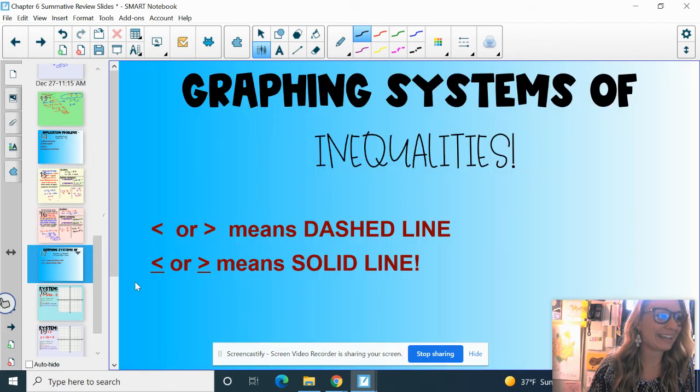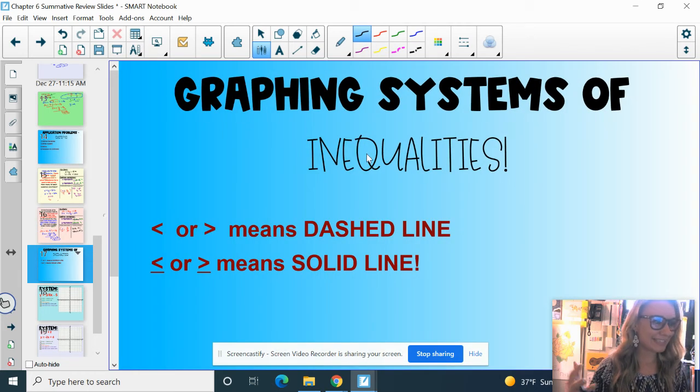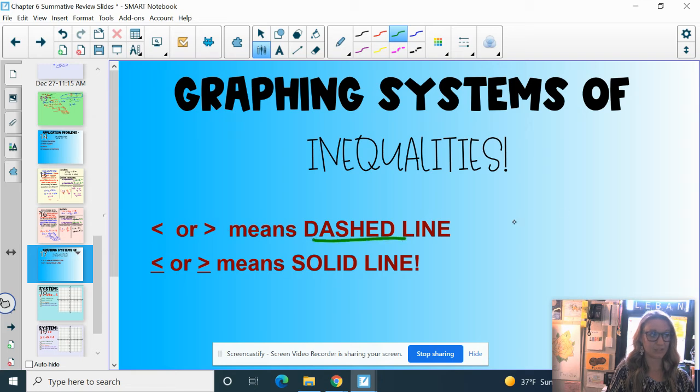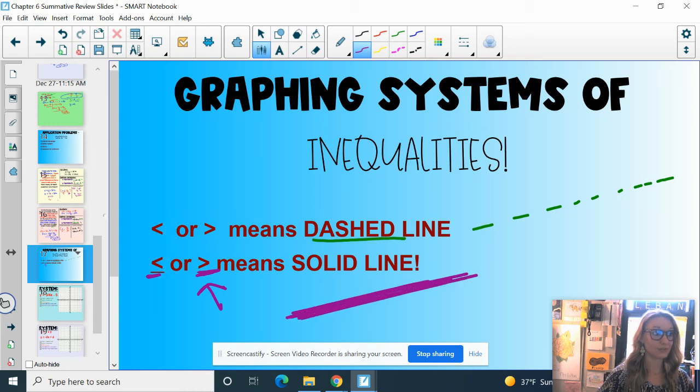Okay, last topic. The last thing that we're going through here is graphing systems of inequalities. Now, this can be kind of a hot mess, but luckily our colors will help us. Just as a quick tip here, if you see just less than or greater than, that means that you're going to be using a dashed line. If you've got less than or equal to or greater than or equal to, when you see that line there, that's your clue for a solid line. So keep that in mind as we're going.